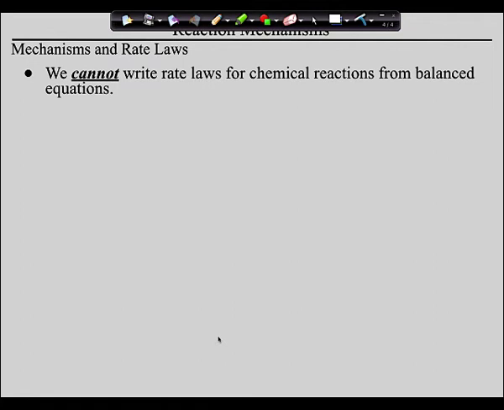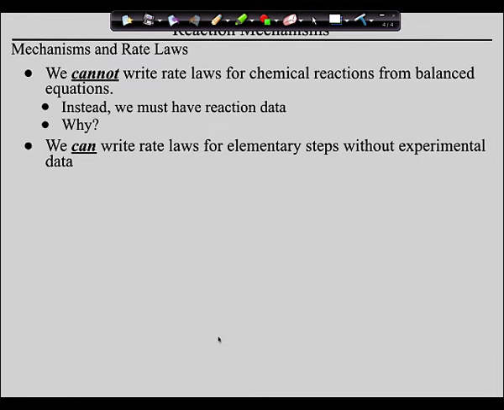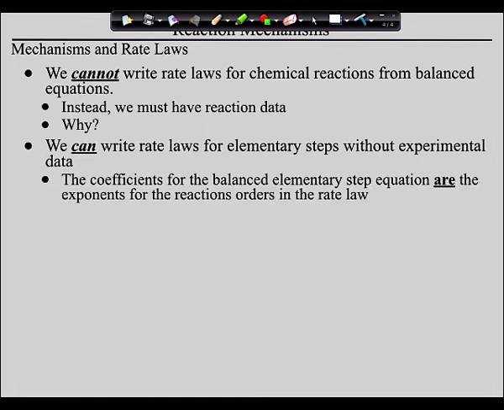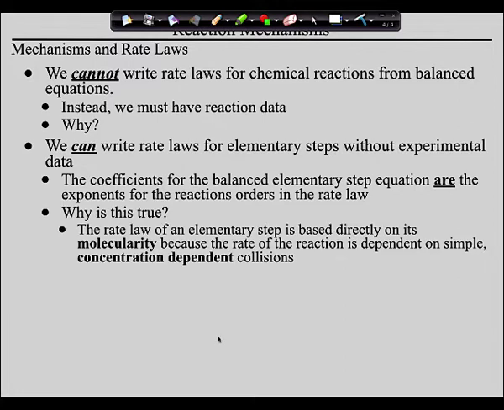Okay, so here we go. We cannot write rate laws for chemical reactions from balanced equations. Instead, we have to have reaction data. But we can write rate laws for elementary steps without experimental data. The way we do this is the coefficients for the balanced elementary steps are the exponents for the reaction orders in the rate law. And again, the reason that this works is because rate laws, as Zach said, are elementary, and the molecularity tells us their response to concentration change, because all it takes is collisions. The more stuff you have, the more collisions you'll get.